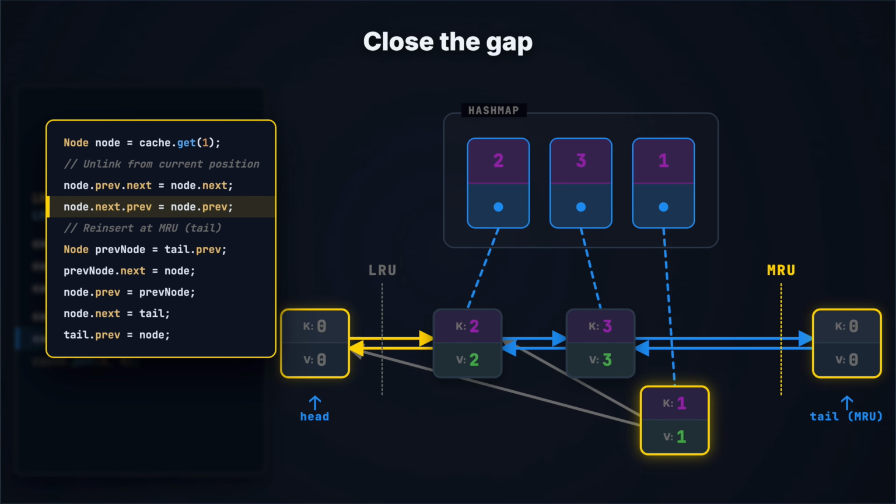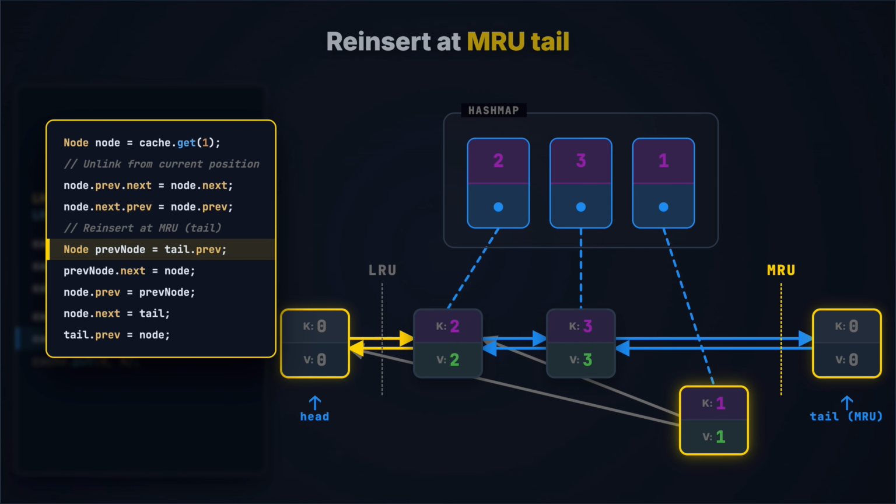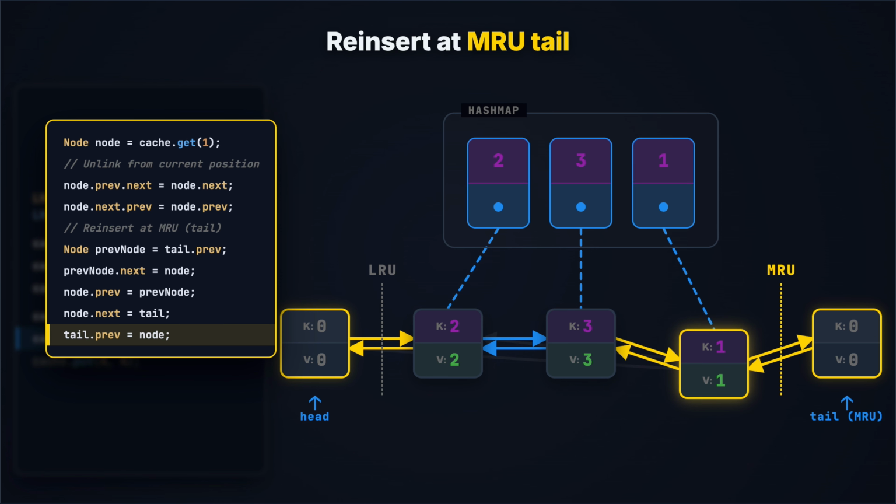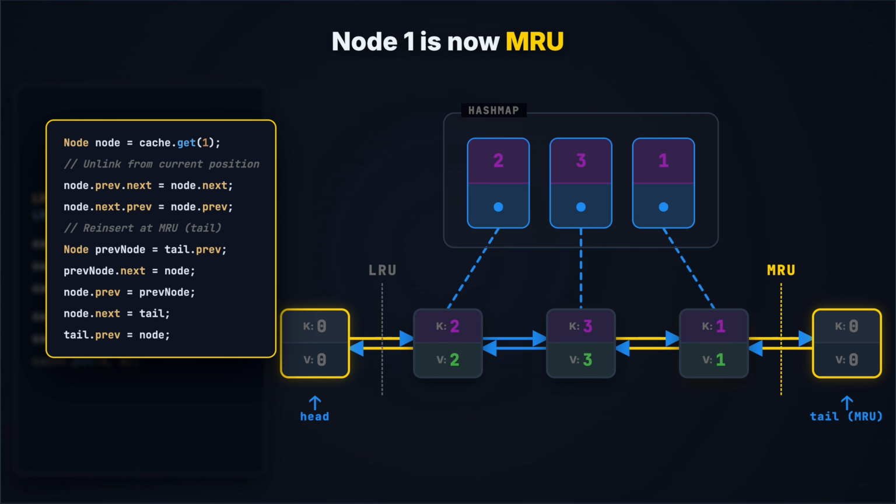Then we offer it back in at the tail. We grab whatever node is currently sitting right before tail, that's node 3, and point its next at node 1, while node 1's previous points back at node 3. Then we connect node 1's next to tail and tail's previous back to node 1. And just like that, node 1 is our current MRU.